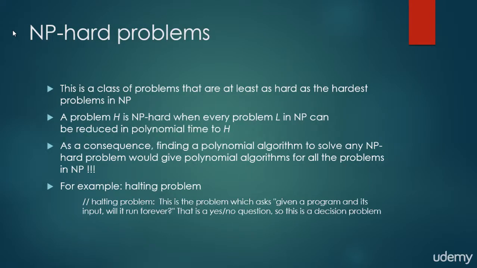The NP hard problems are a class of problems that are at least as hard as the hardest problems in NP. A problem H is NP hard when every problem L in NP can be reduced in polynomial time to H. As a consequence, finding a polynomial algorithm to solve any NP hard problem would give polynomial algorithms for all the problems in NP. So it would be the best if any of you could find a polynomial algorithm for an NP hard problem, such as the halting problem. Then all the problems in NP could be solved in polynomial time, very efficiently and fast. The halting problem asks, given a program and its input, will it run forever? That is a yes or no question, so it is a kind of decision problem, but it is very, very hard to solve.